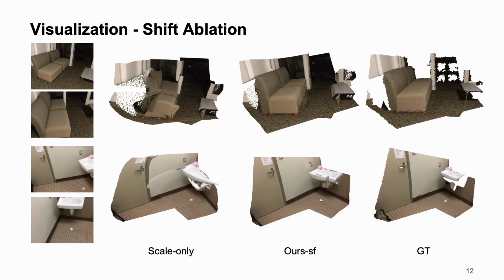In this visualization, we also show the qualitative comparison of our method with a scale-only ablated version that only considers the relative scale between the two depth maps without the shifts. As clearly shown here, considering only the scale leads to distortion and misalignment of the depths, and therefore hinders the estimation of accurate relative pose.